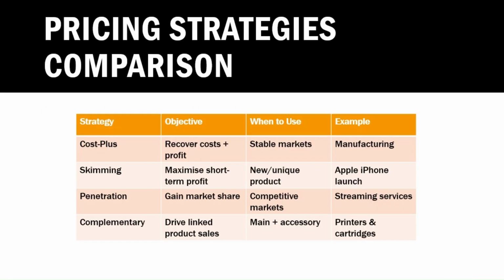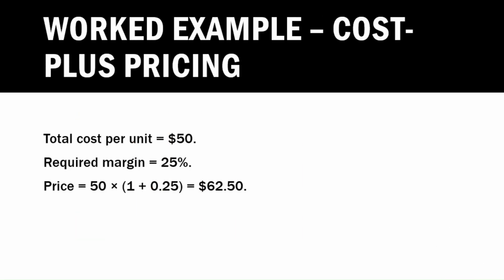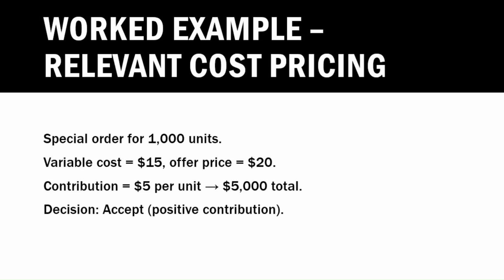Strategy comparison. Here's a comparison. Cost plus works well in stable markets. Skimming is for unique new products. Penetration works in competitive markets. Complementary suits linked products like printers and cartridges. Cost plus example. If cost per unit is $50 and we want a 25% margin, price equals 50 times 1.25 equals $62.50.